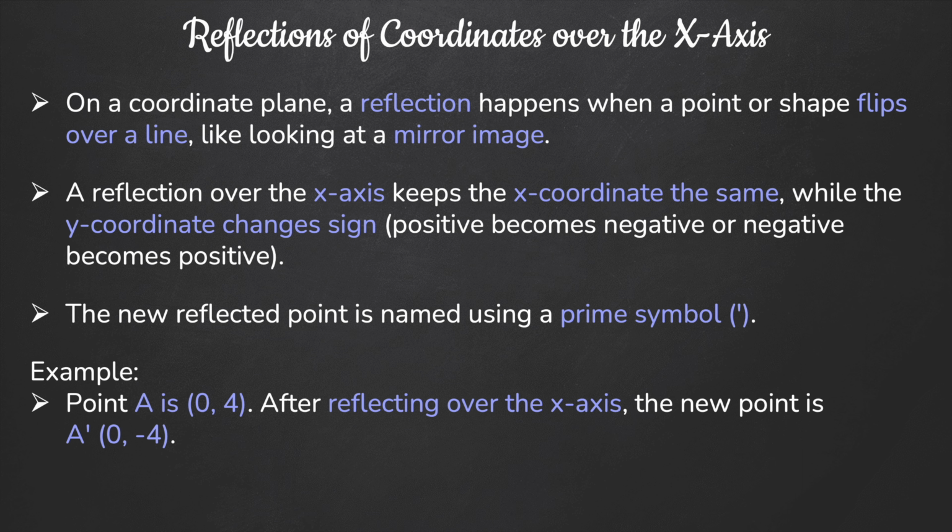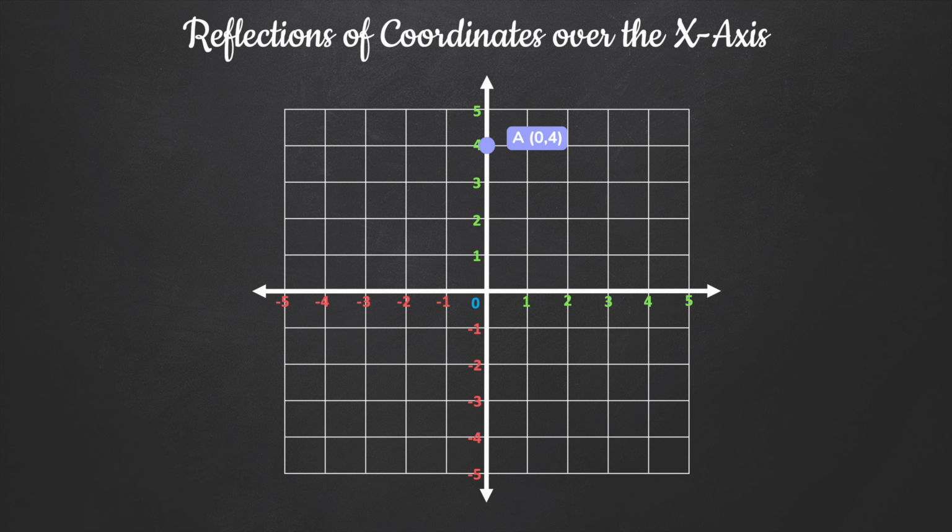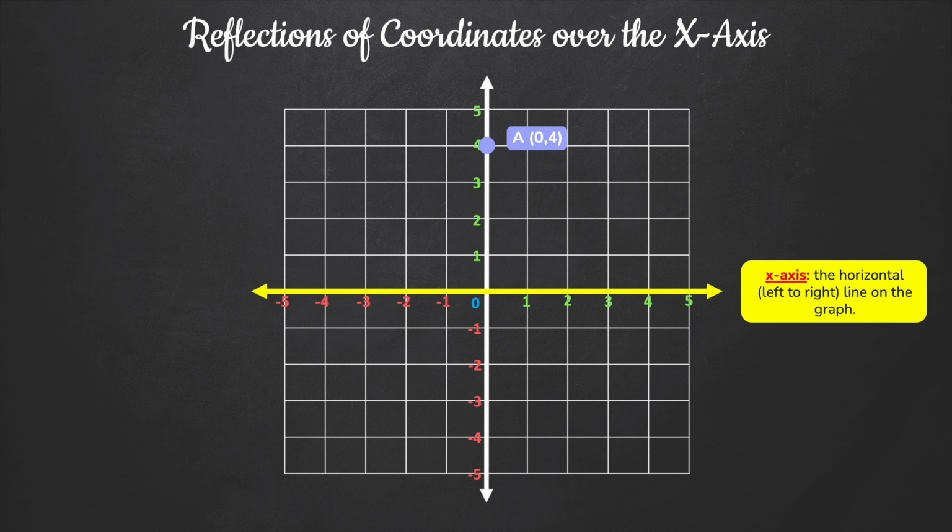So for example, if we started off with the point 0, 4, after reflecting over the x-axis, the new point would be 0, negative 4. So let's see that. Here we have a point which is 0, 4, and we're going to call that point A. Here we have the x-axis, and the x-axis is the horizontal line on the graph. So it's the line that goes left to right. Our point here, 0, 4, is 4 units above the x-axis.